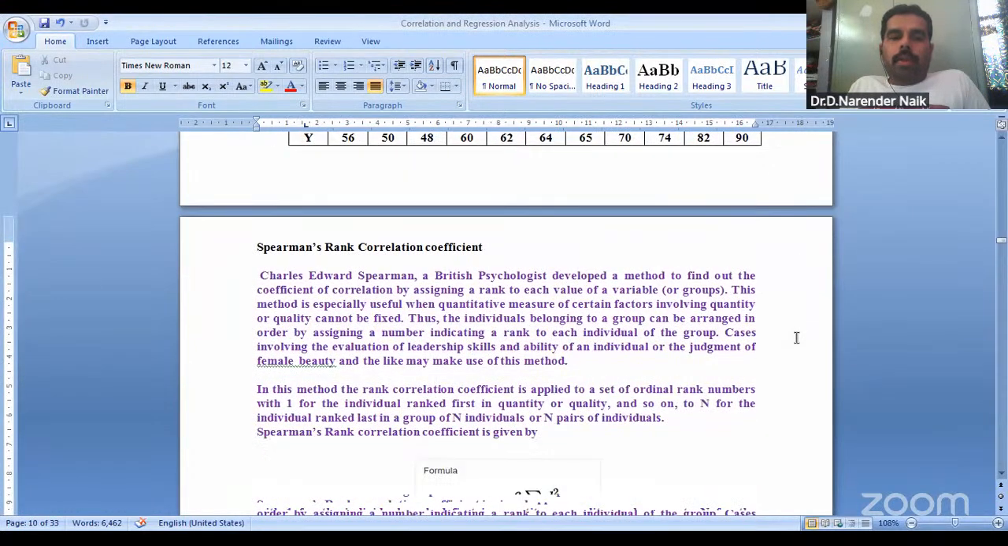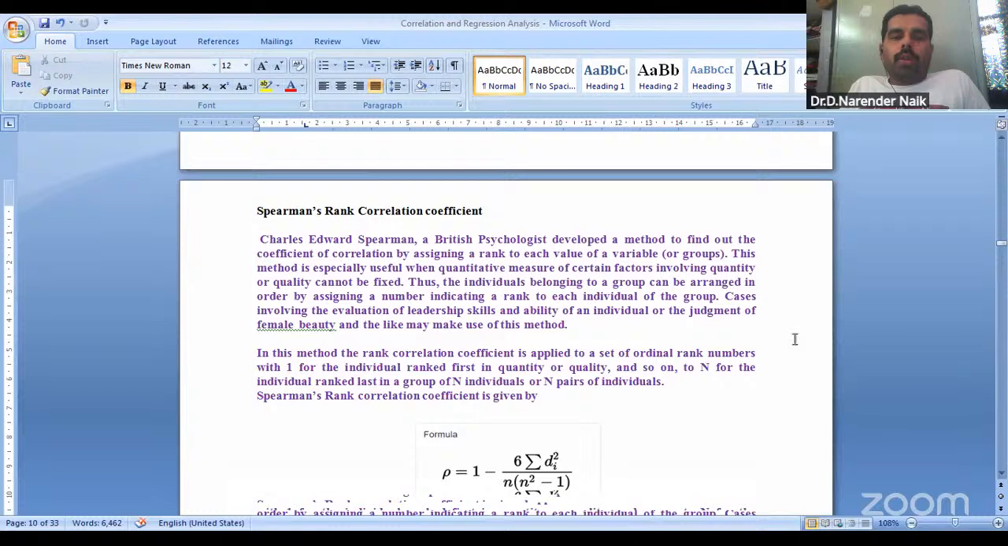The next one is Spearman's rank correlation coefficient. Okay, this is also a very interesting and important topic. Charles Edward Spearman, a British psychologist, developed a method to find out the coefficient of correlation by assigning a rank to each value of the variable or groups. This method is especially useful when quantitative measures of certain factors involving quantity or quality cannot be fixed.